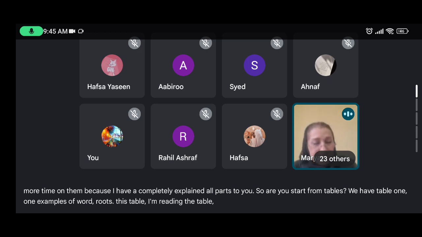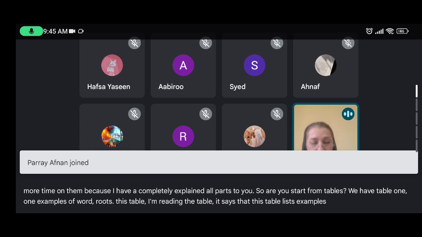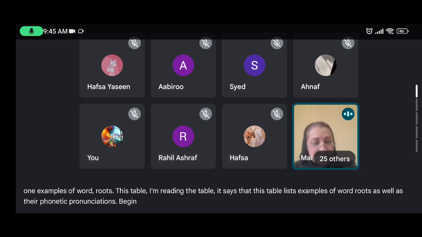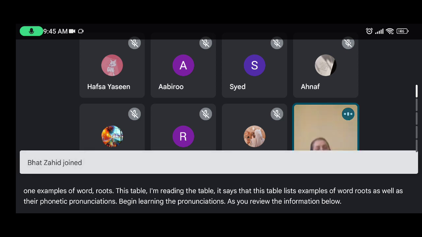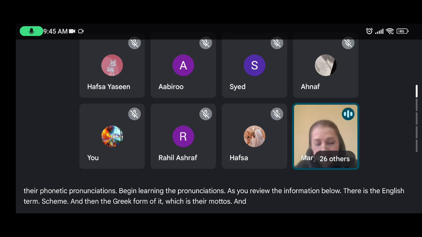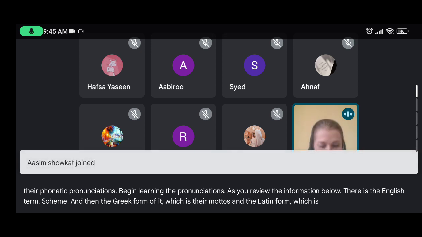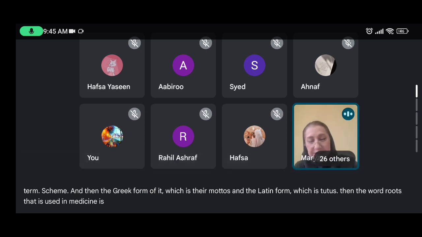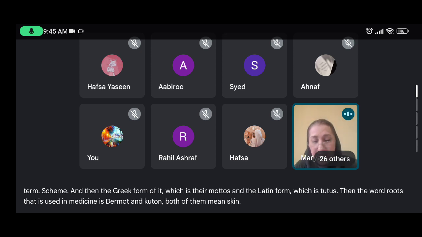This table, I'm reading the table. It says that this table lists examples of word roots as well as their phonetic pronunciations. Begin learning the pronunciations as you review the information below. There is the English term skin, and then the Greek form of it, which is dermatos, and the Latin form, which is cutis. Then the word root that is used in medicine is dermat and cutan. Both of them mean skin.